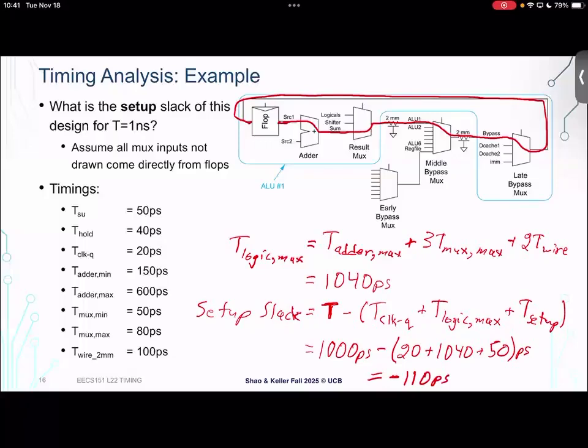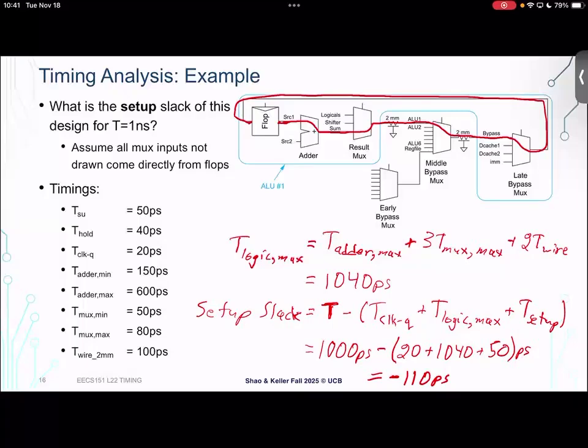So is this design meeting timing? No, it is not. We're 110 picoseconds shy. So we need to either back off the clock period, or repipeline, or optimize the logic. Any questions on this example?